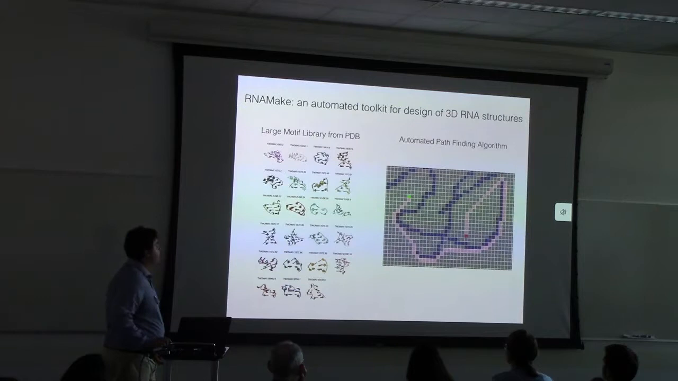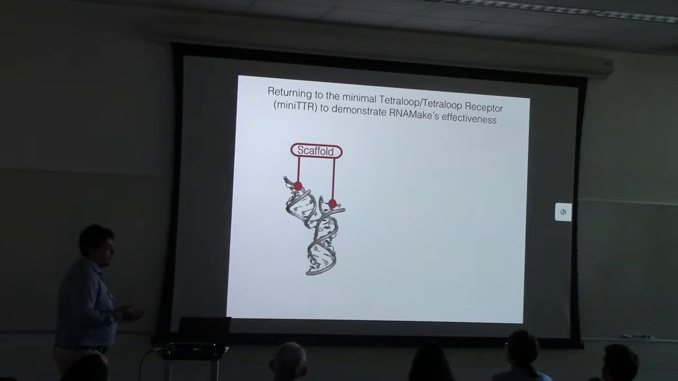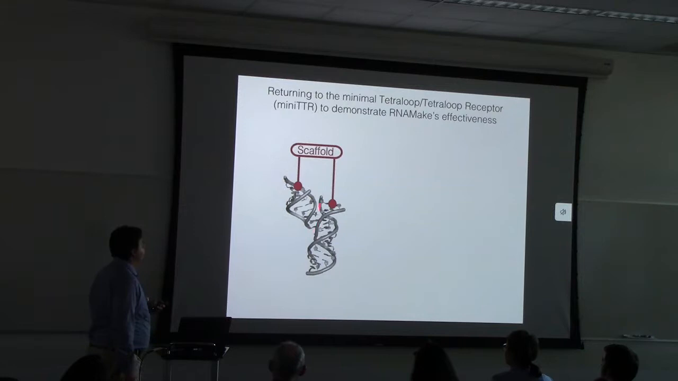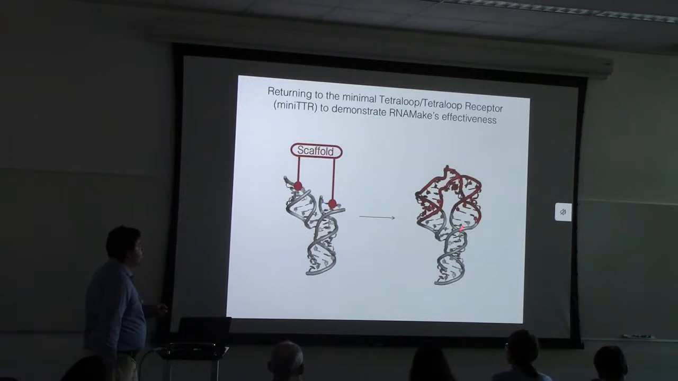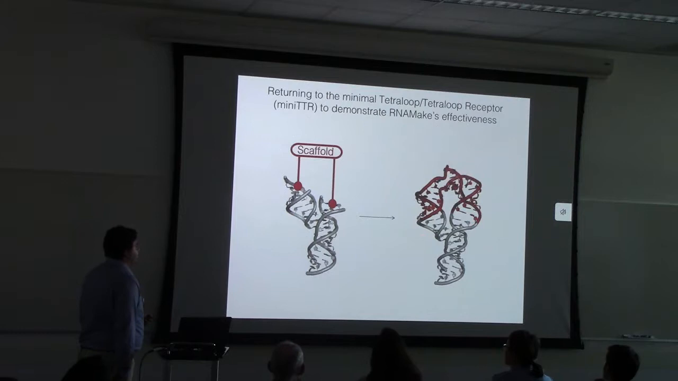So to first test this algorithm, we went back to the tetraloop-receptor, and instead of using symmetry to flip over the tetraloop-receptor, we want a way of creating a single strand that's going to lock this tetraloop-receptor in place and will fold into place. That will demonstrate that the RNA path we created is correct, as we can read out whether the tetraloop-receptor forms as evidence that our model is correct.